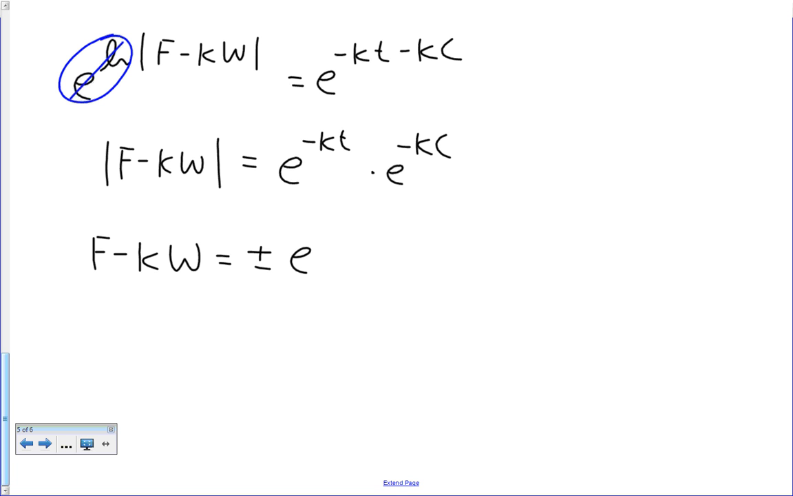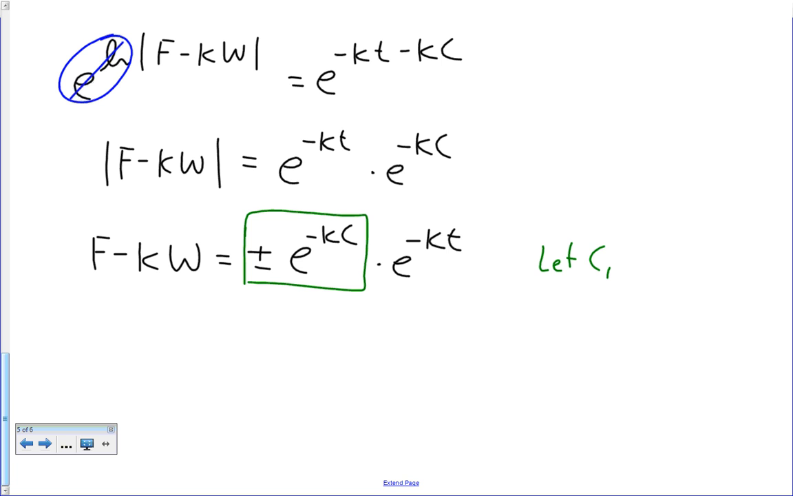And I'm going to put the constant, the e to the negative kc, out front times e to the negative kt. And this guy right here is just some constant. And so I'm going to rename him. I'm going to say that we're going to let C1 be equal to the plus or minus e to the negative kc. Now again, you don't have to name that every time, but if it helps you in your work to be able to go back and look at it, certainly do so. So we end up with F minus kW is equal to C1 times e to the negative kt.